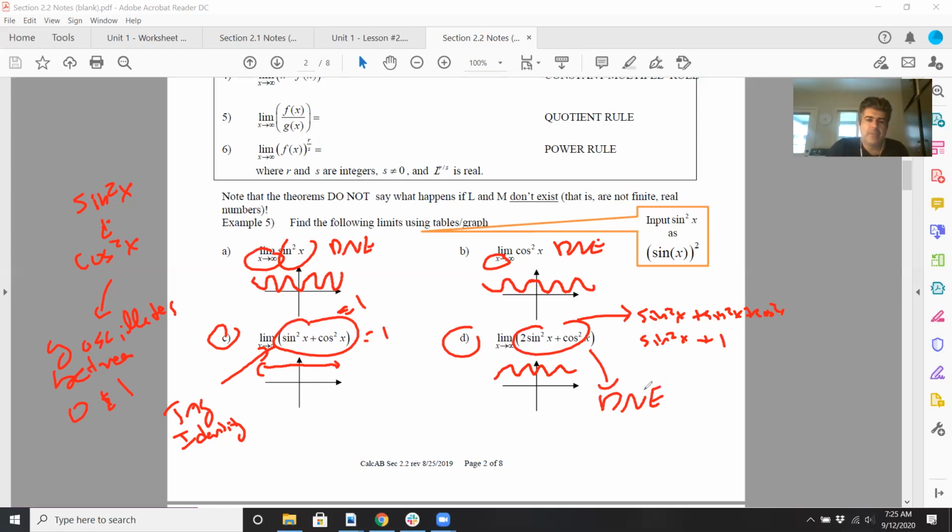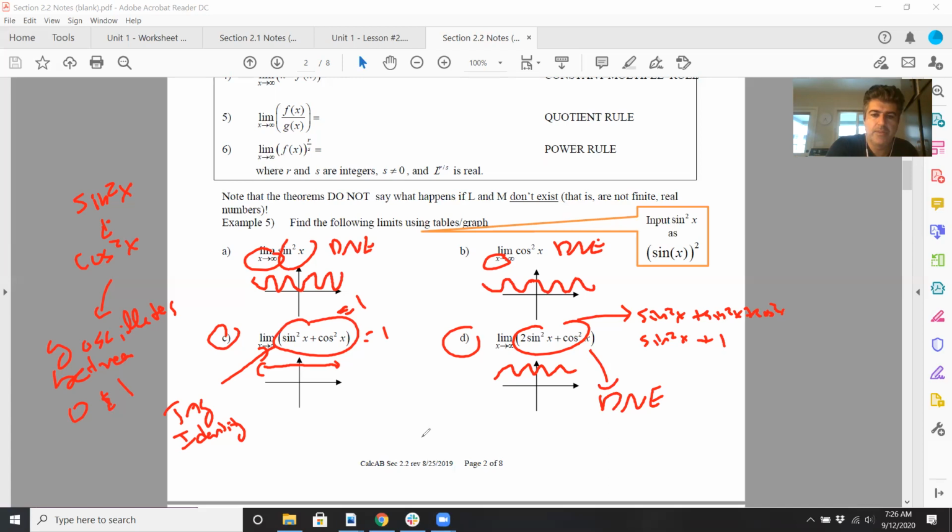So the limit theorems above only hold true if L and M do exist. If the limits of the individual functions exist, then you can add, subtract them. But if they don't, then when you combine two limits that don't exist, we're not really sure what's going to happen when we combine them. You just have to take it case by case. So just be mindful that the limit properties above are only going to hold true if the individual limits exist.